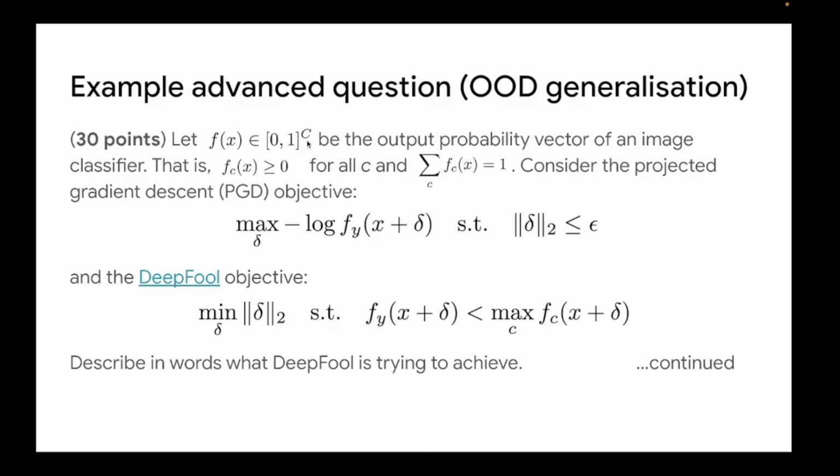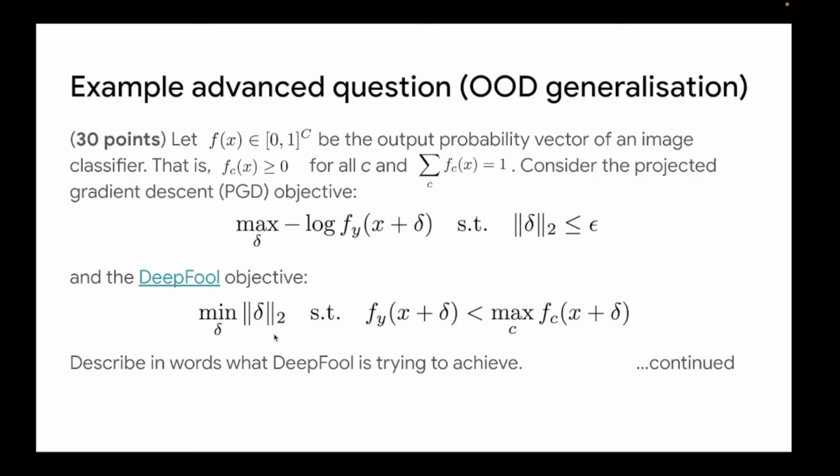So let this be the output of an image classifier. So these are probability vectors. All of these are non-negative and they all sum to one across the class dimension. Now you have projected gradient descent objective where your goal is to maximize the loss value for the sample x by introducing some additive perturbation whose size is smaller than epsilon in terms of L2 norm.